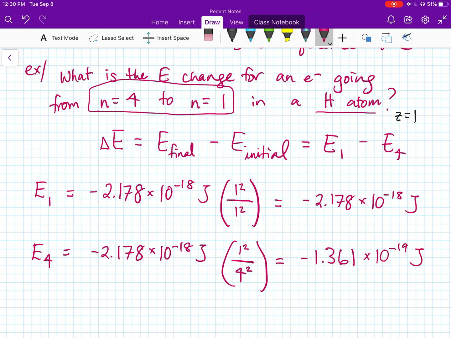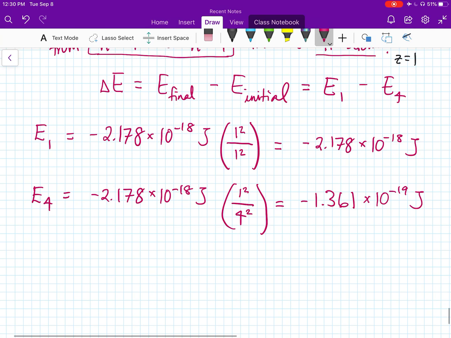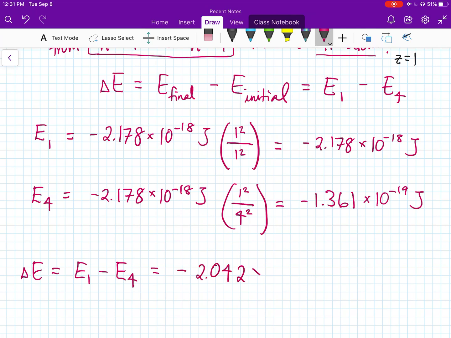So now I can plug these values into the delta E equation. Remember, I'm subtracting E1 minus E4. And that is going to give me negative 2.042 times 10 to the minus 18 joules.